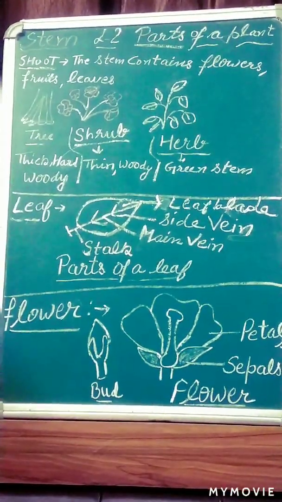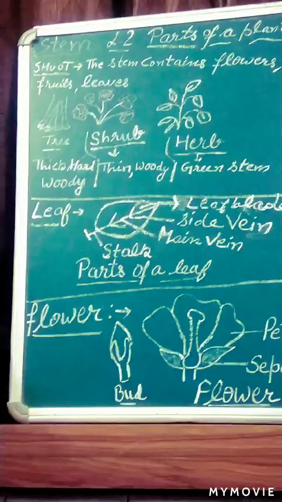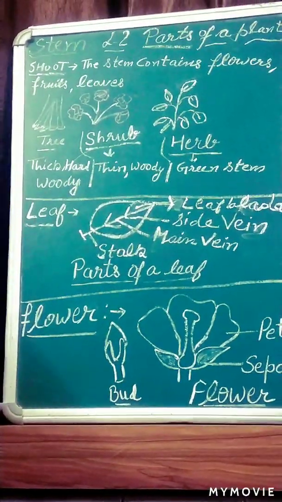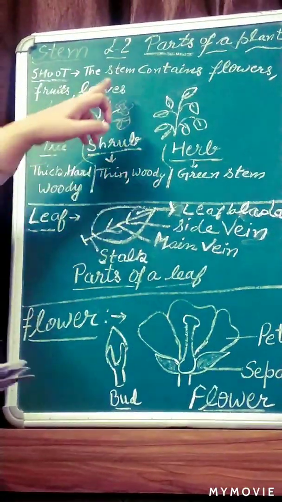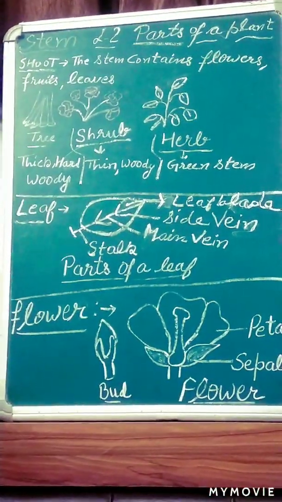Students, you have already learned about the part of the plant that is root. Now, today we will study another part of the plant, that is stem. The part of the plant that lies above the ground is called stem. Stem of the plant has many branches that bear leaf, fruit and flowers. Plants have different kinds of stem.